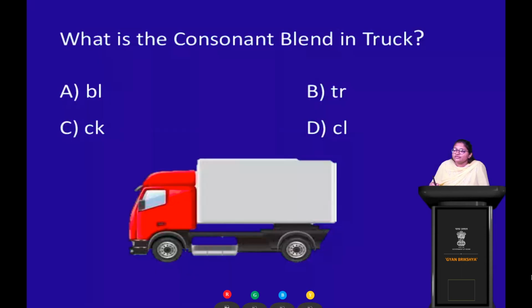Okay. So before moving forward, let's take up this particular question. What is the consonant blend in truck? Consonant blend, you understand, is when two consonants come together to form a sound, right? The word here is truck. You have four options in front of you: A, BL; B, TR; C, CK; or D, CL. Right? So you understood the question?